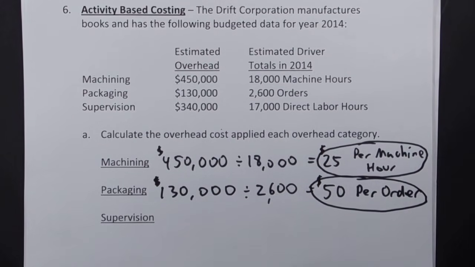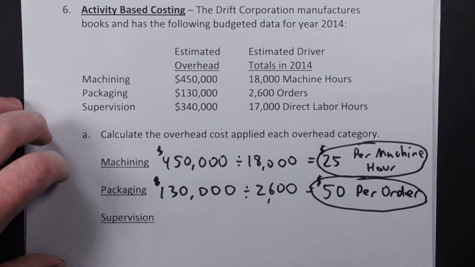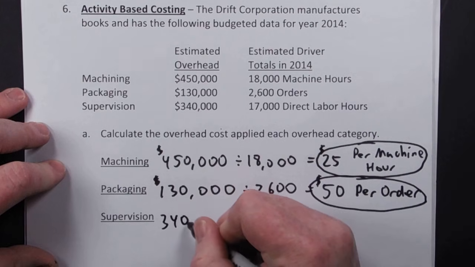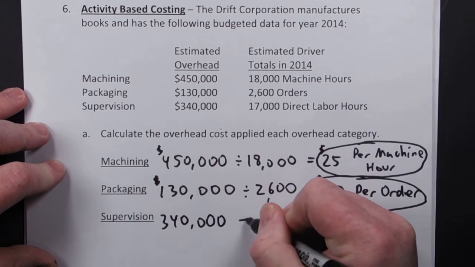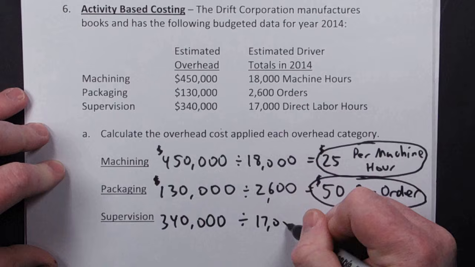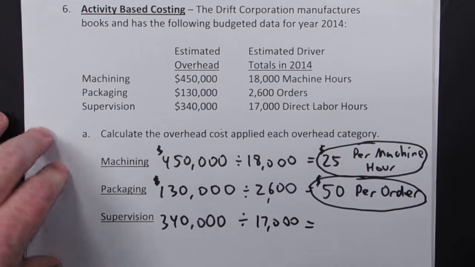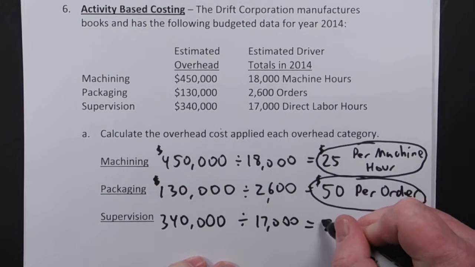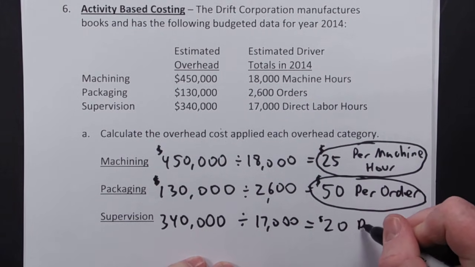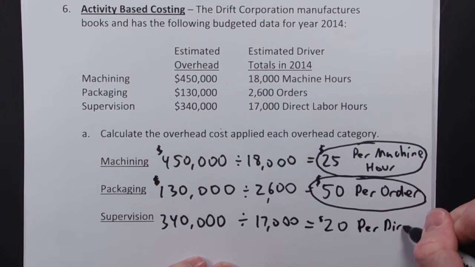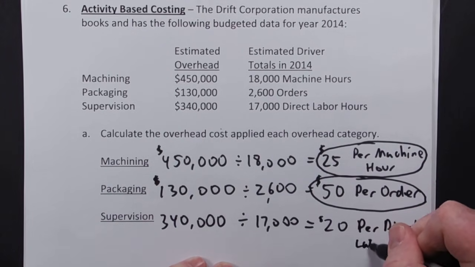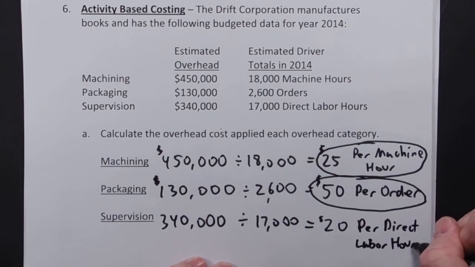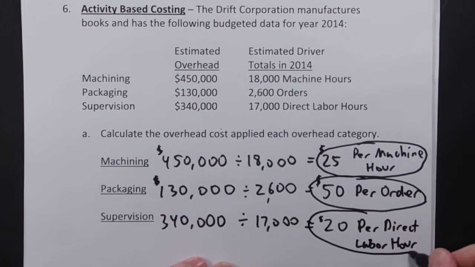And for supervision, we have $340,000 divided by 17,000 direct labor hours, and we're going to get $20 per direct labor hour. So $20 per direct labor hour.